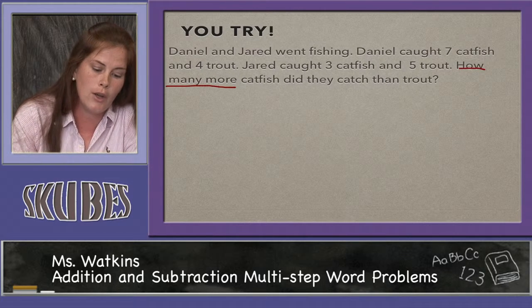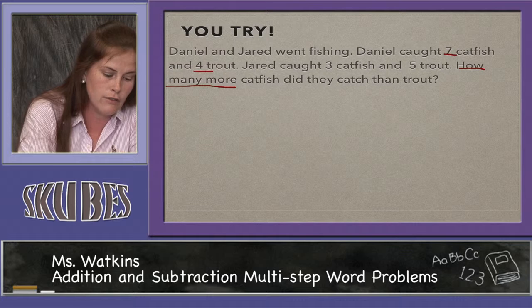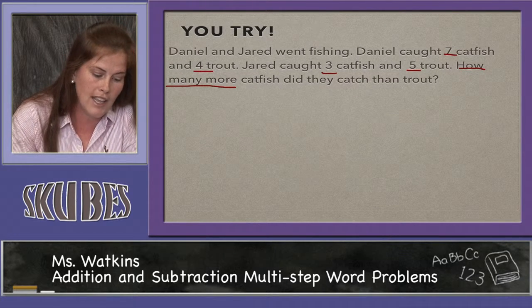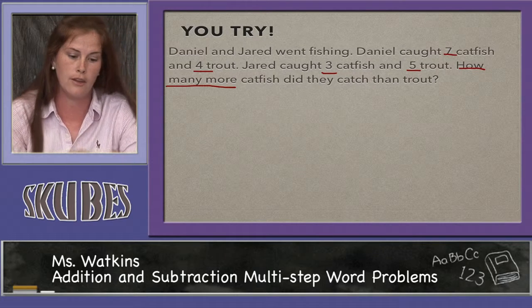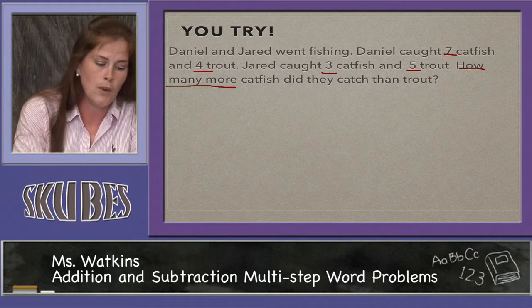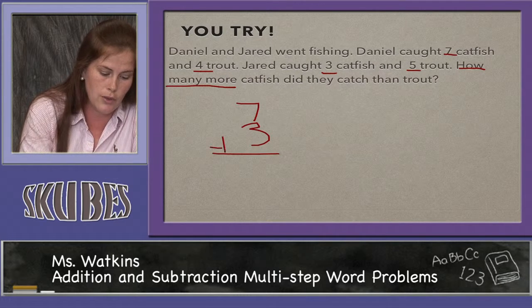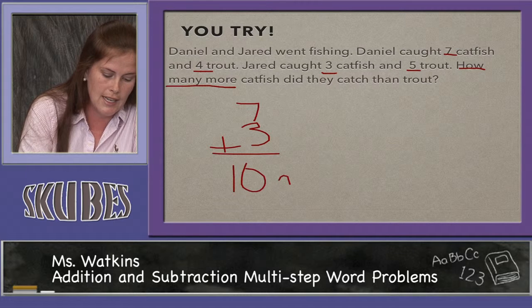All right, so we know Daniel caught 7 catfish and 4 trout. Jared caught 3 catfish and 5 trout. We want to know how many more catfish they caught than trout all together. So we're going to add up how many catfish they each caught. Daniel caught 7. Jared caught 3. That means there were 10 catfish.